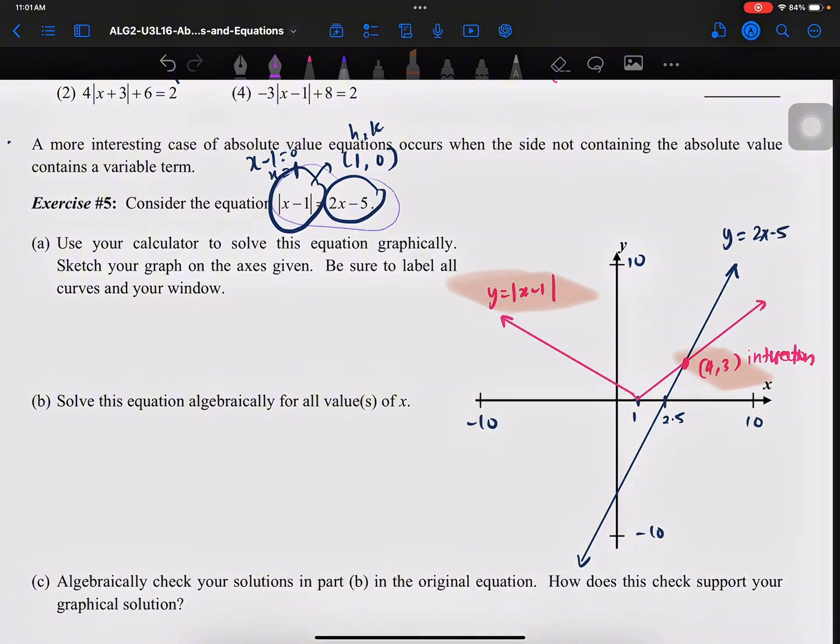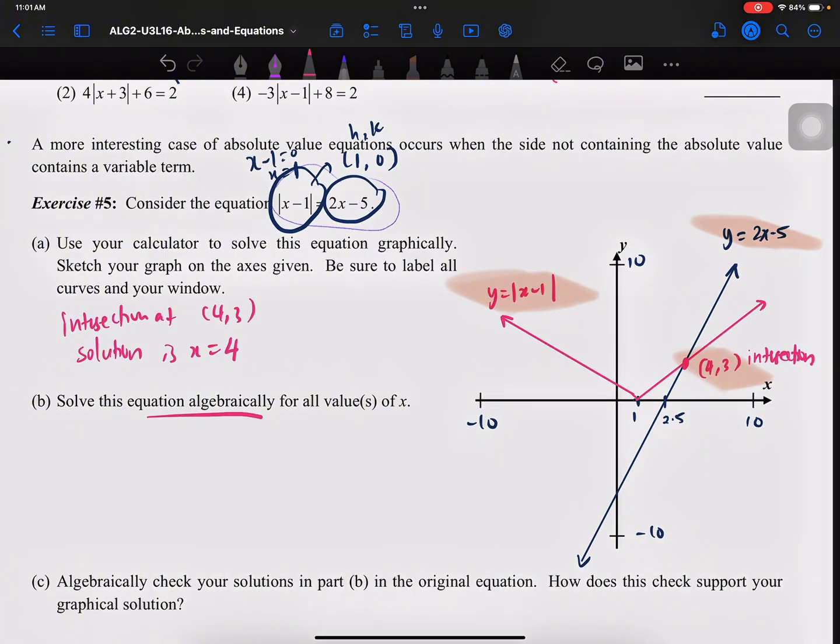Intersection point (4,3), and these are the two lines. Alright, so since the two curves intersect at only one point, (4,3), the solution is x equals 4. Right, so now solve this algebraically.